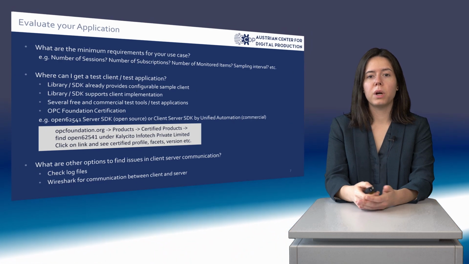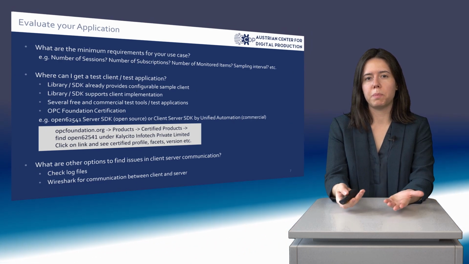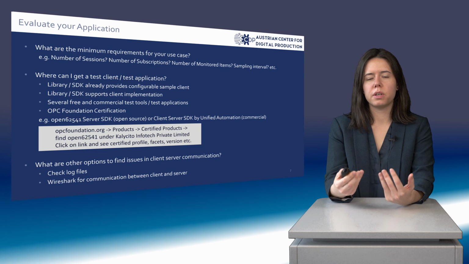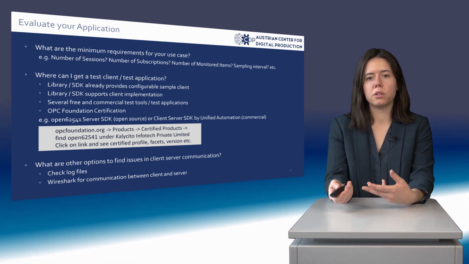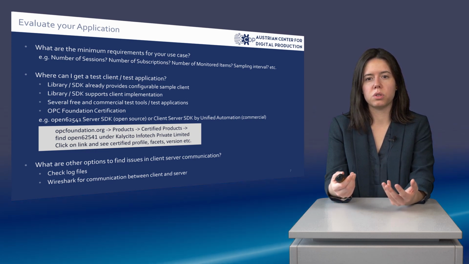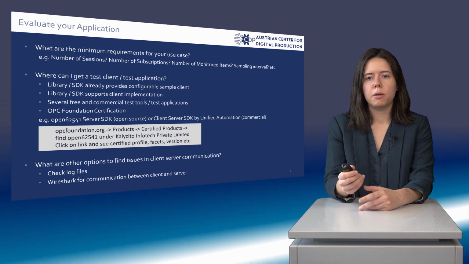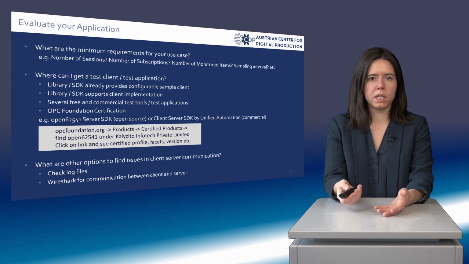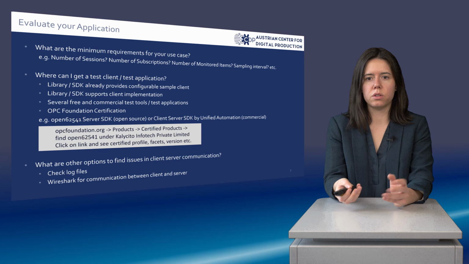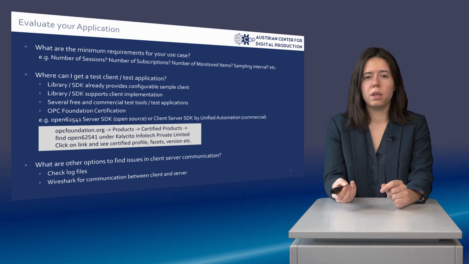And finally, where else could you look for hints about bugs in your application? If your server supports logging, you can always check the log files. This is always a great starting point. But another great tool to track the communication between OPC UA client and server is Wireshark.